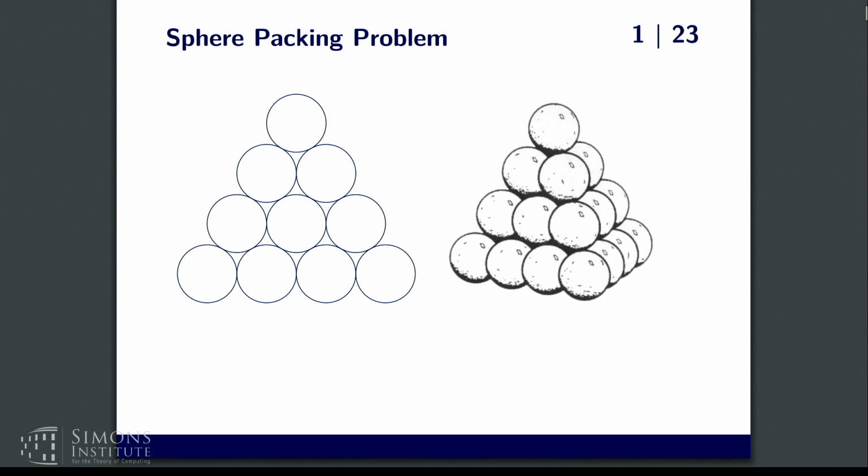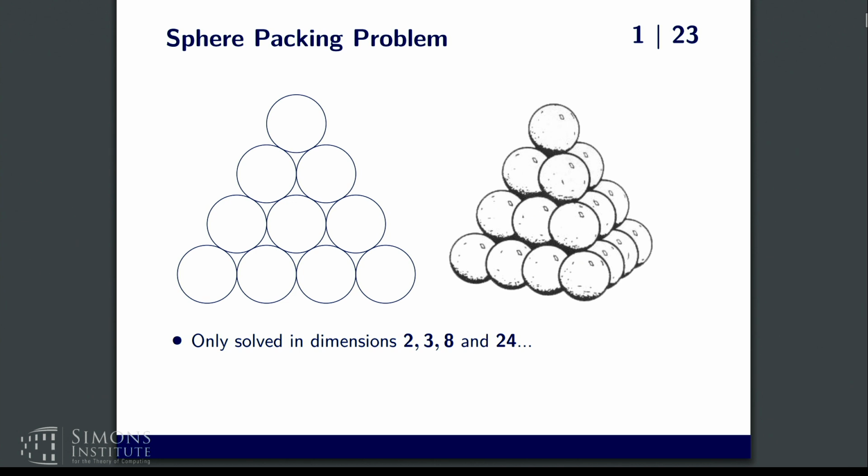On the left, we have the optimal solution in dimension 2, also known as the hexagonal packing. And on the right, you see the optimal solution in dimension 3. However, we don't know much more than that, because it's only solved in dimension 2, 3, 8, and 24. And 8 and 24 are, of course, from the E8 and the Leech lattice. What makes this problem hard is the lack of structure in the problem statement.